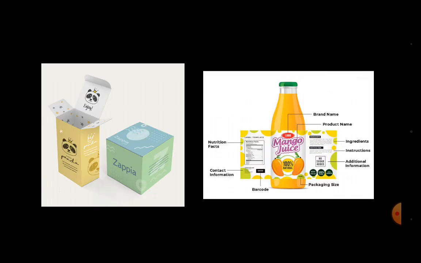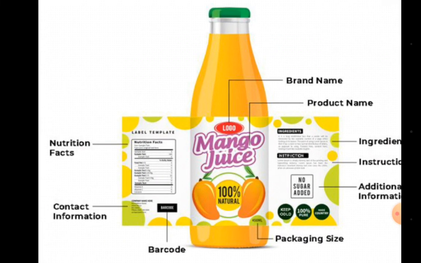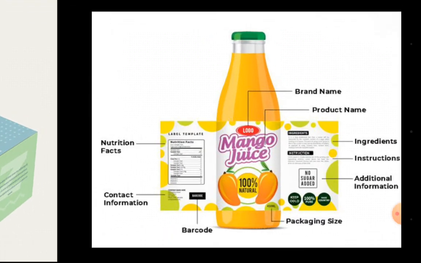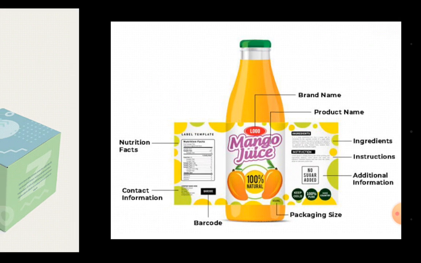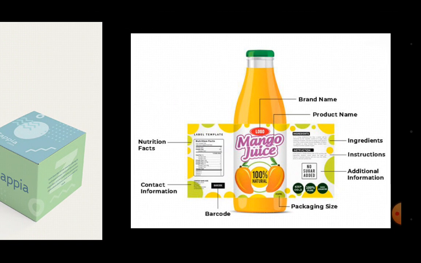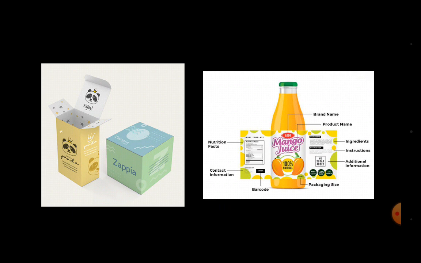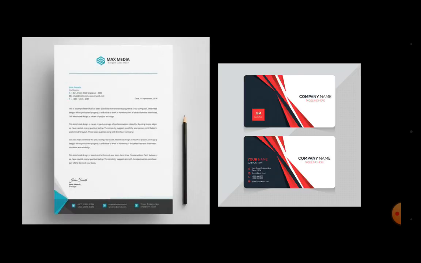So this is an example of product packaging. This is an example of a product label. You can see from the labeling, you can see brand name, product name. So this is just to show your product so that people can differentiate your product from other people's products. You can see this is a letterhead, this is a business card. All these carry a form of identity.